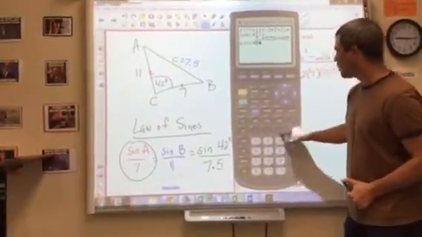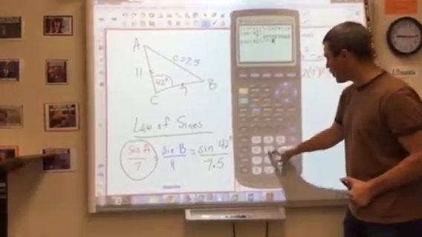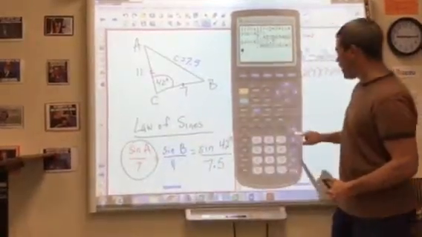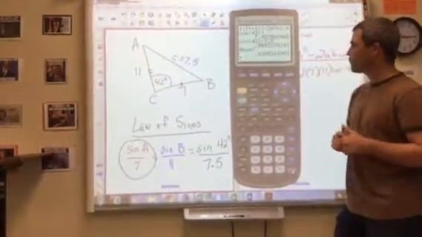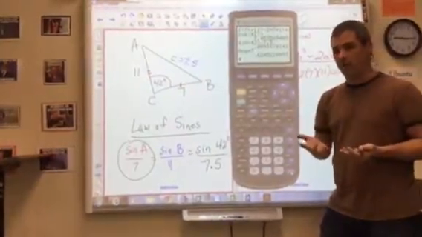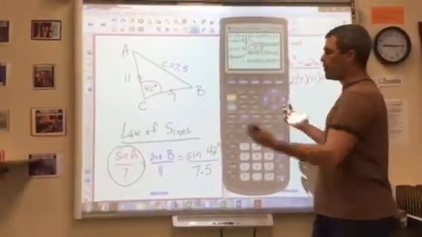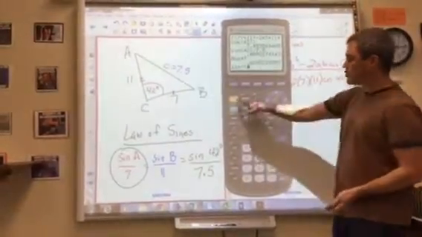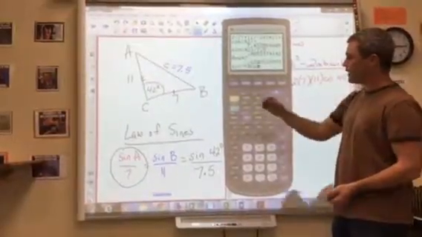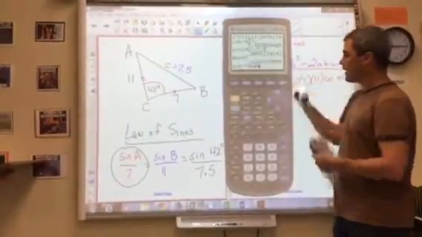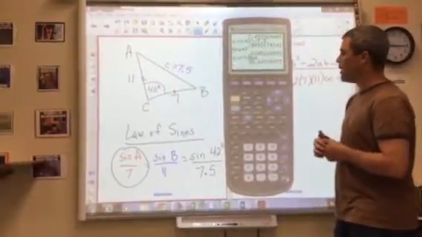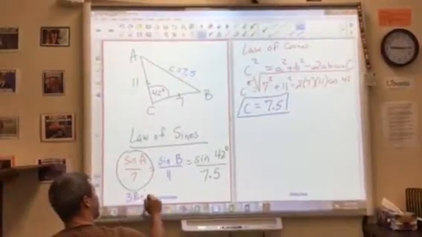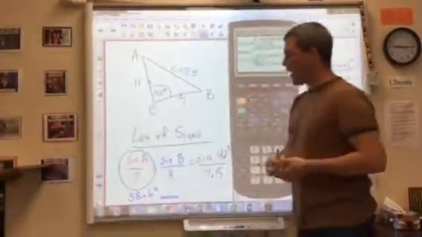Sine of 42, close parentheses, divided by 7.5. Now to get angle A by itself, I would multiply the other side by 7. Now, that's what the sine of A equals. So to figure out what A equals, from that, we press second sine, and you can either type all of that in, or the shortcut is second negative. So second sine to go backwards to the angle, second negative to not have to retype that. And we get that angle A is 38.6 degrees.